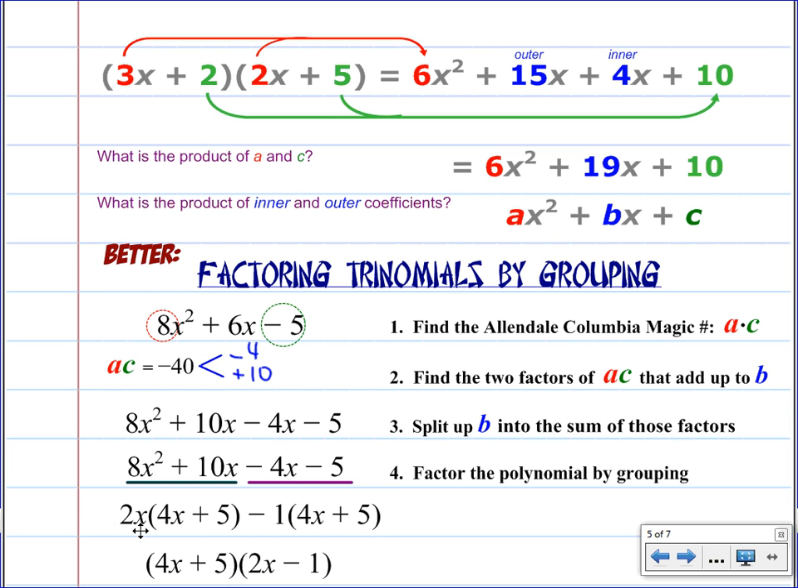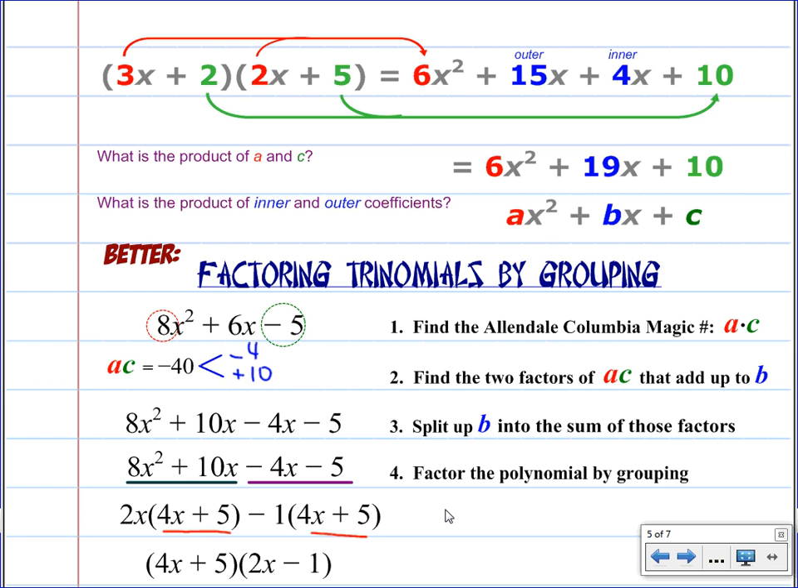So I factor a 2x out, that leaves me 4x and 5. When I distribute this through, I get 8x squared and 10x. Over here, a negative 1 out of both is just going to change the sign. If I distribute the negative 1 back through, you get negative 4x and negative 5. And now, of course, we have that handy-dandy common binomial of 4x plus 5, and that we can factor out to the front, leaving us our 2x and our negative 1.